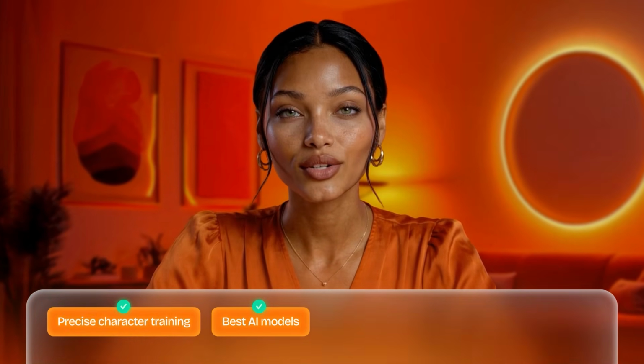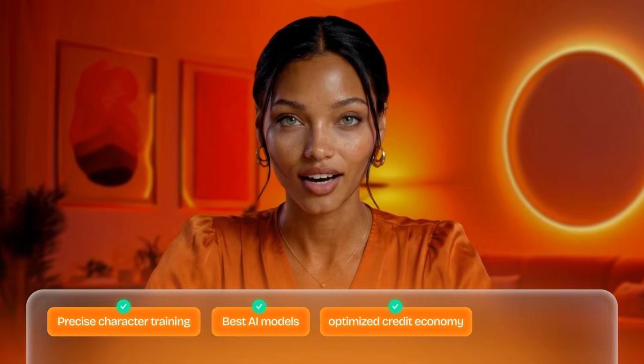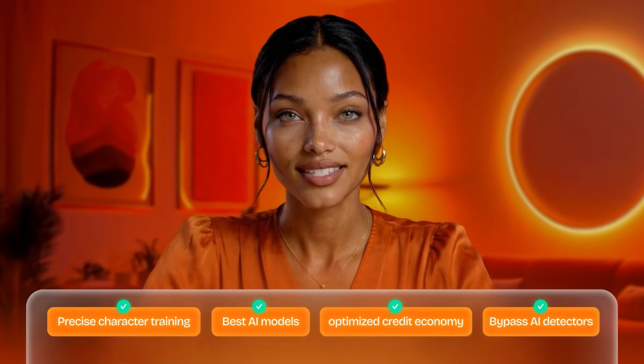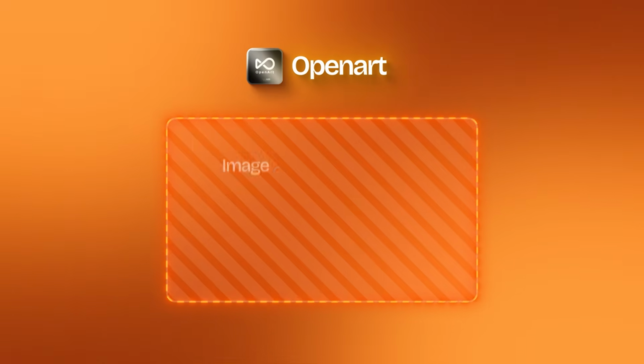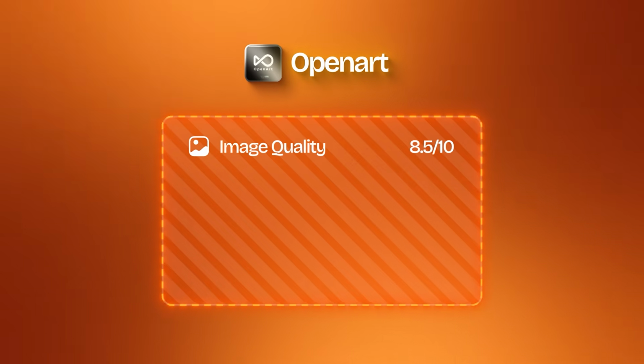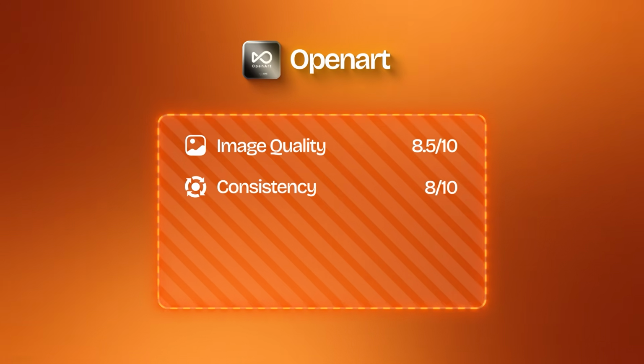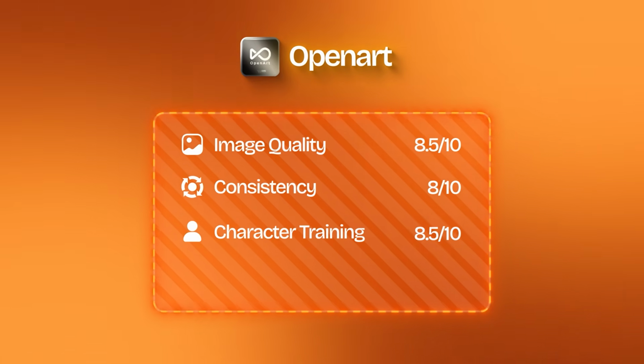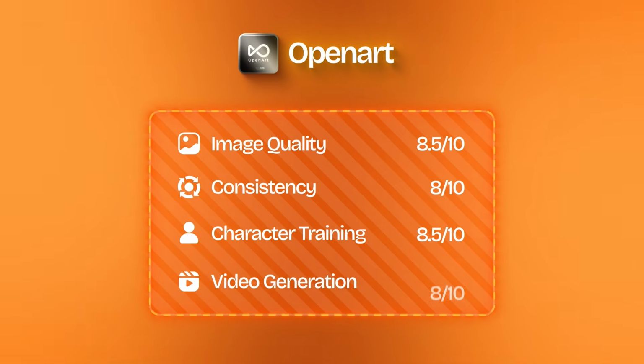The verdict? This is easily one of the most powerful tools in this benchmark. You get precise character training, access to the best models on the market, an optimized credit economy, and outputs that bypass AI detectors. For rating, image quality scores an 8.5 out of 10. Consistency scores an 8. Character training scores an 8.5. Video generation scores a highly impressive 8 out of 10. OpenArt is the first tool on this list that operates as a complete system, not just a toy.